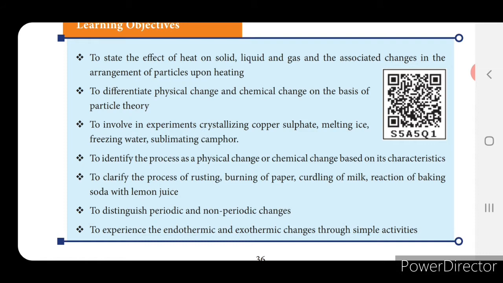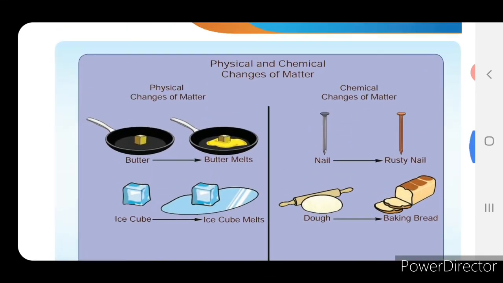So, in this class, we are going to see about physical change. There are two main changes, physical and chemical change. If you observe this picture, butter is taken on the pan, and if it is allowed to heat, what will happen? Butter melts. If you take an ice cube and apply some temperature, it will also melt. So here the state of matter is changing.